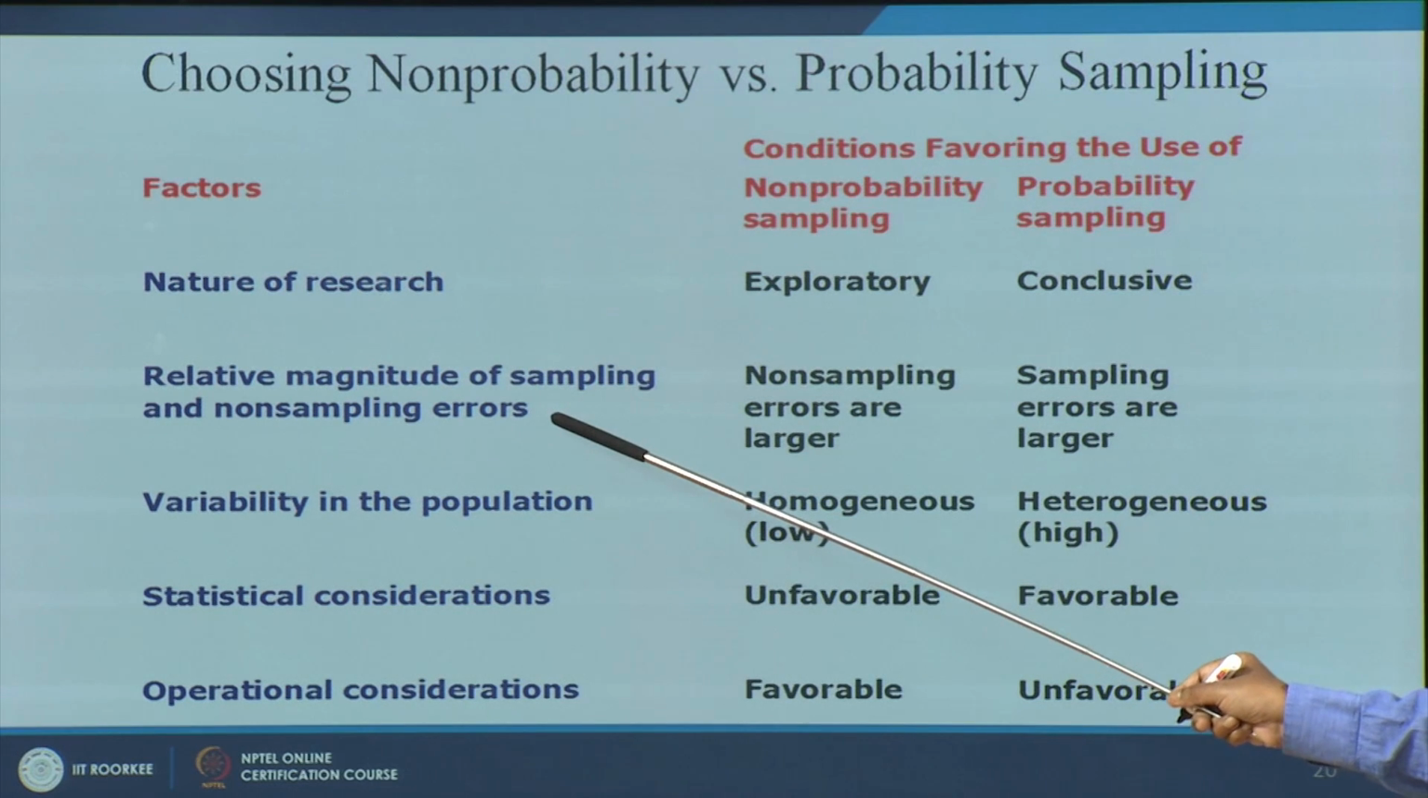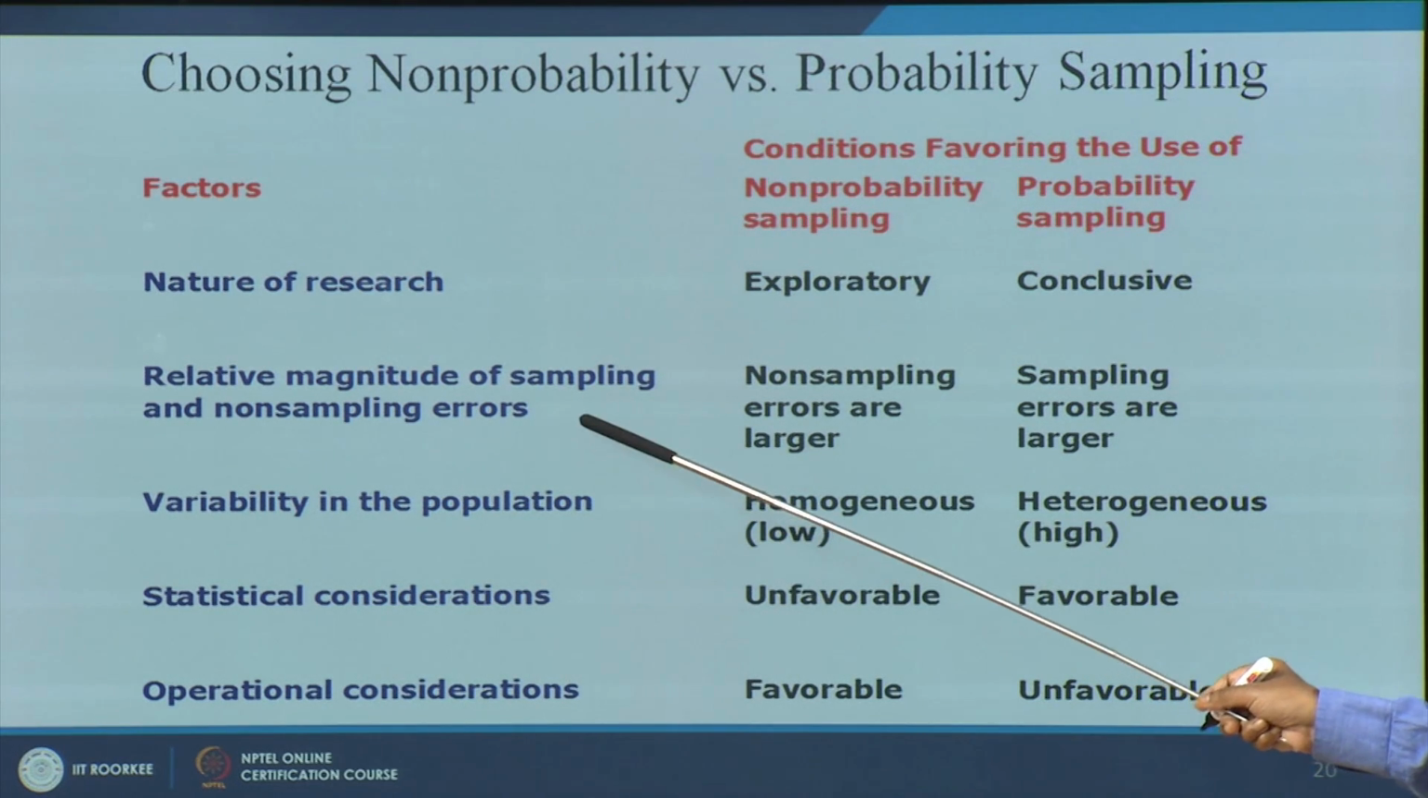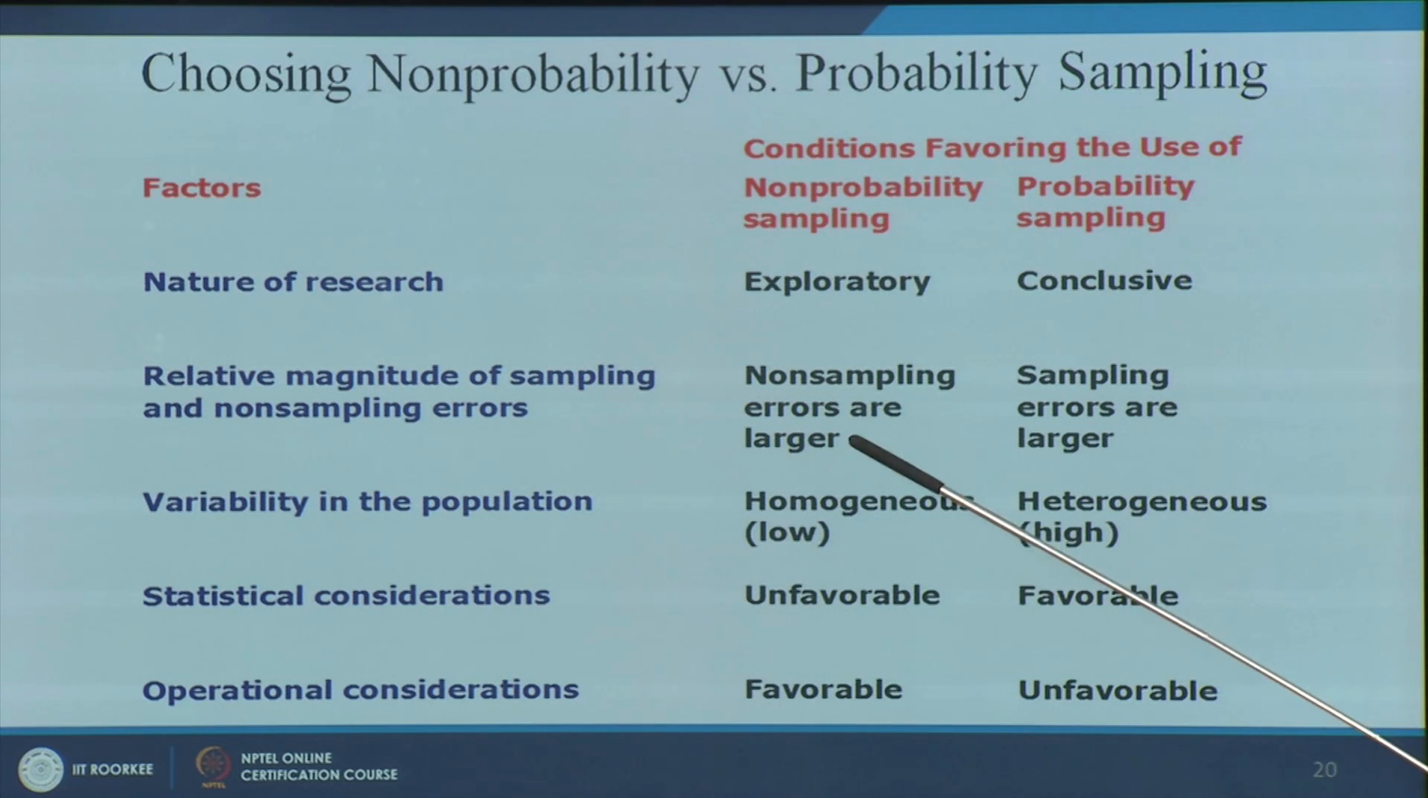So, non-sampling errors are those which are not related to the sample exactly. So, here, this is when there are larger. So, if the non-sampling errors are larger, go for an exploratory study. If the sampling errors are larger, then you go for a conclusive study, then sorry, probabilistic sampling. Sorry, if non-sampling errors are larger, you go for non-probabilistic, and if sampling errors are larger, you go for probabilistic sampling.